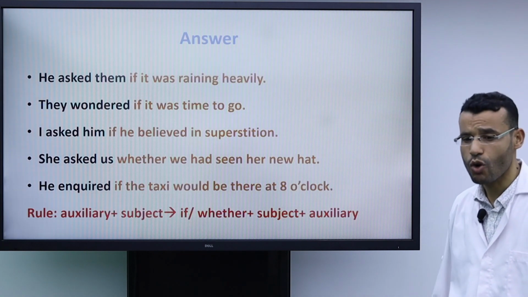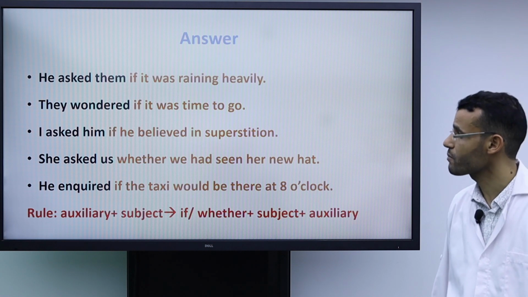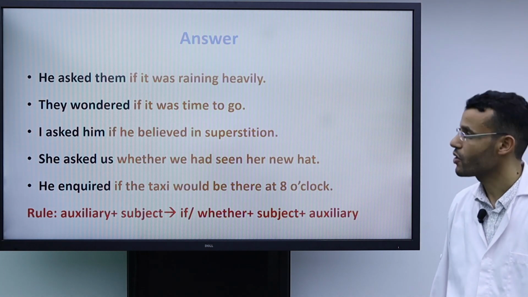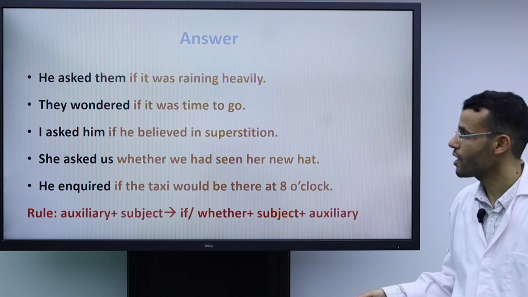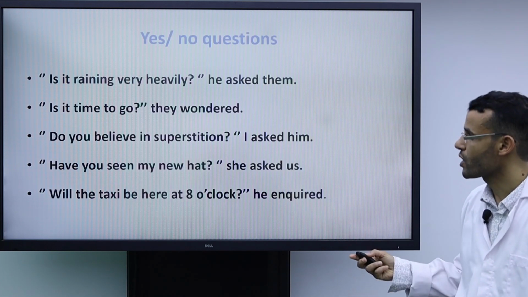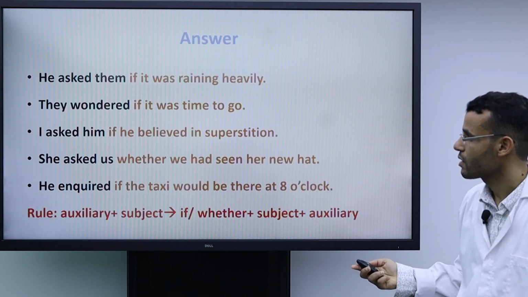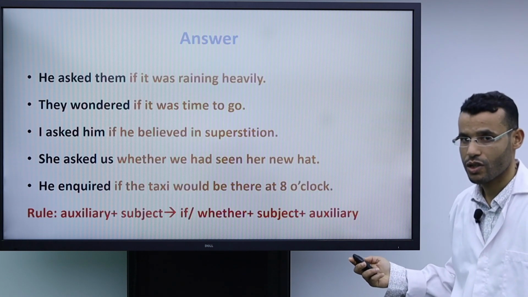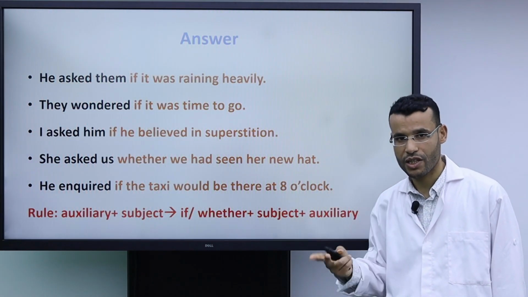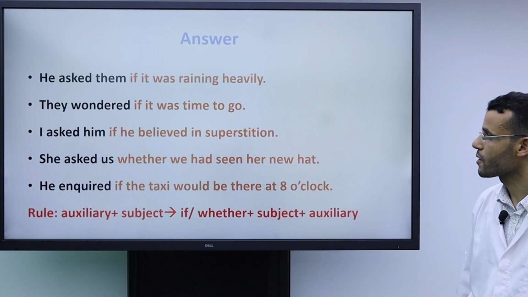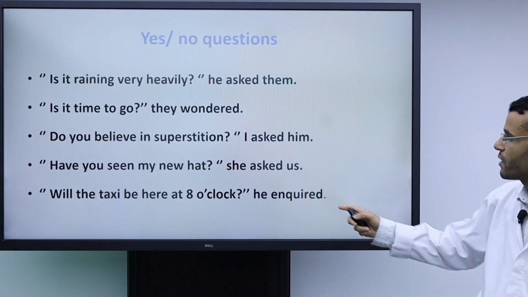They wondered if it was time to go, okay? So here we have an inversion of the subject and the auxiliary. Is it time? Is it time to go? Becomes, if it was time. So if it was time to go, that is to say we change the position of the subject and the auxiliary. Okay. Number 3. Do you believe in superstition?